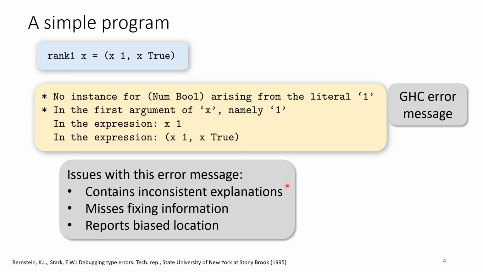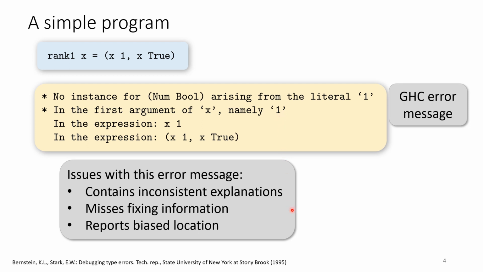We can see that there are 3 issues with this error message. The first issue is that it contains inconsistent explanations. It reads like the literal 1 gives rise to the type bool, but in fact it doesn't. The second issue is that this error message misses useful, concrete information for fixing the type error. For example, if 1 is indeed the cause of the type error, then how should the programmer change 1 to remove the type error?